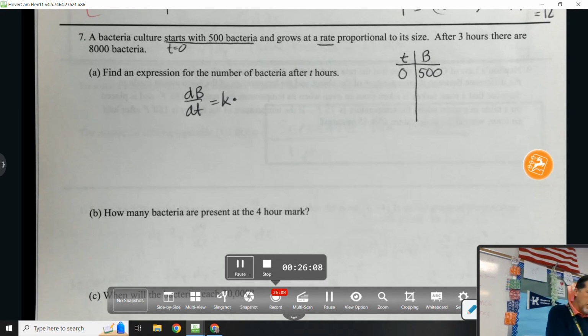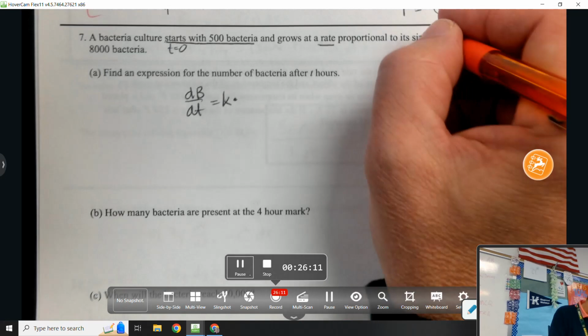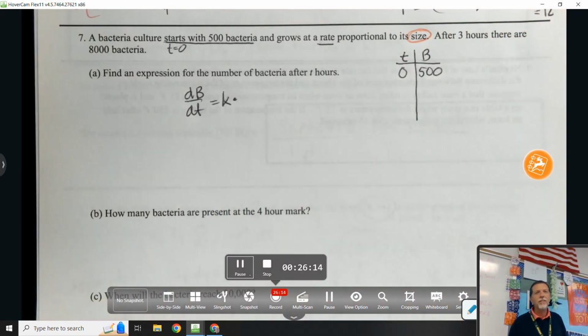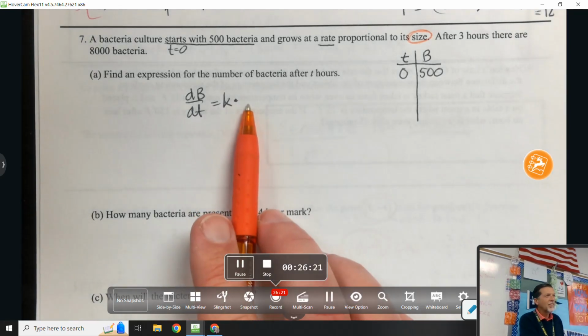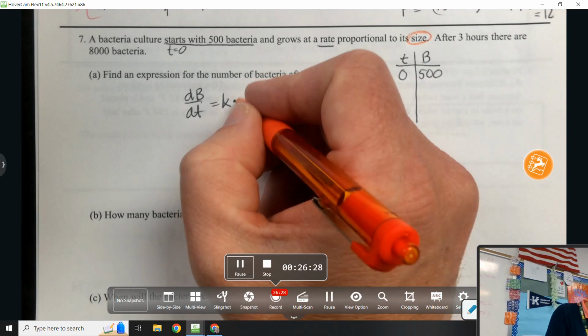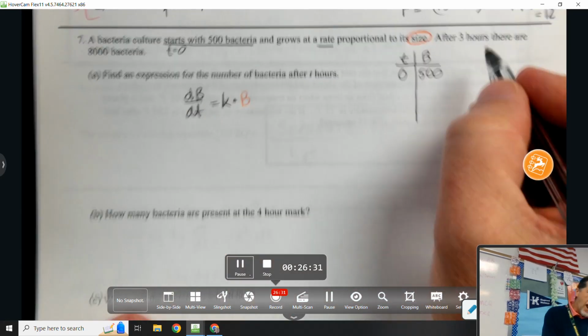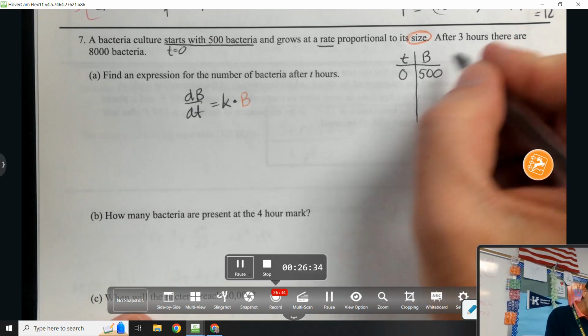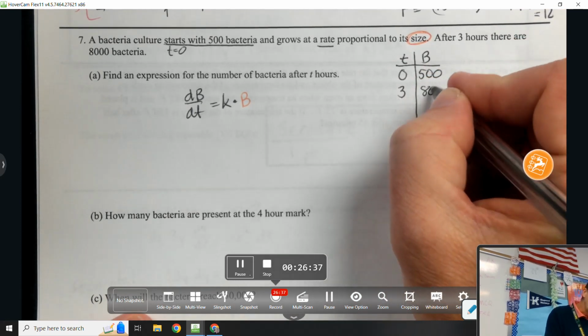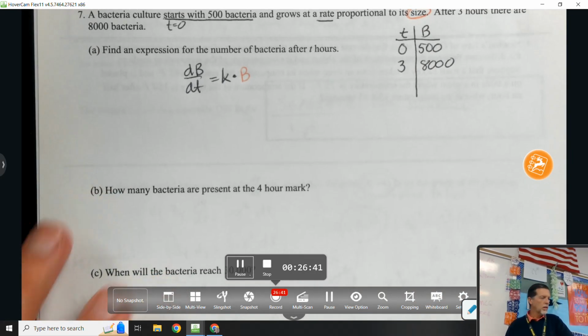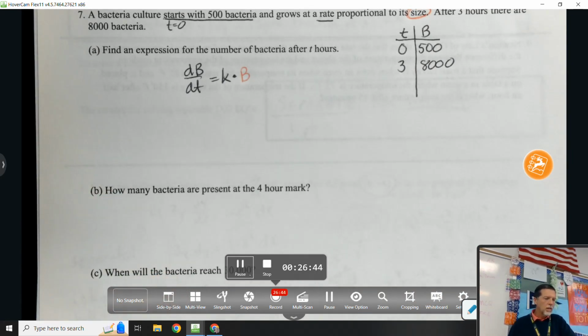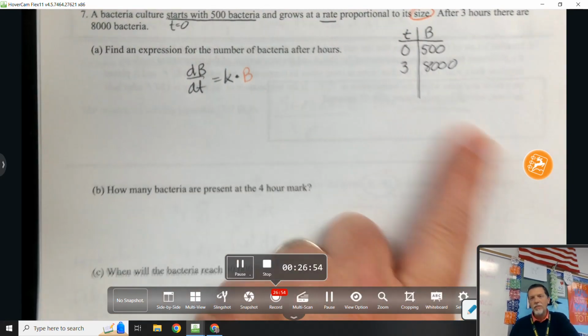So k times its size. So what is size referring to? Is it going to be, what's the rest of this equation? B. It's proportional to how many bacteria there are. After 3 hours, okay, so now we're back to my information table here. After 3 hours, there are 8,000 bacteria. Part A, find an expression for the number of bacteria after T hours. Okay, so that's find the equation that we can use to solve any of these problems.